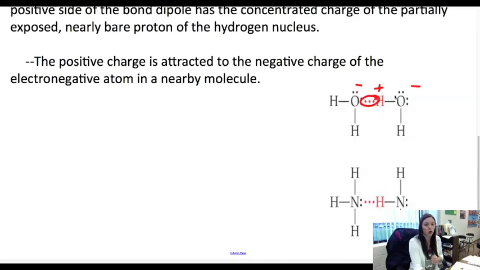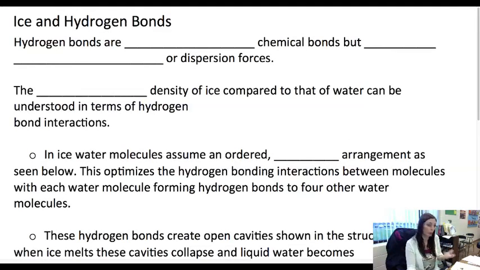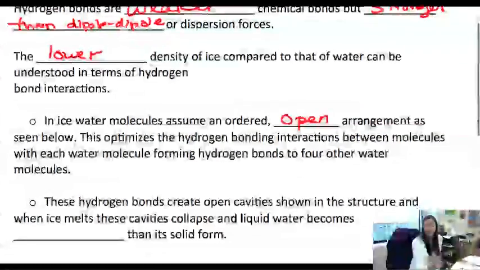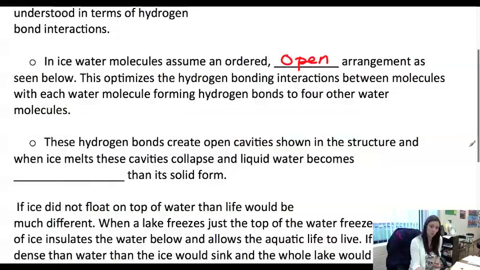Okay, which makes them stronger than any other type of intermolecular force, which is why some people want to call them their own bond. Okay, hydrogen bonds are weaker than chemical bonds for the most part, but they are stronger than dipole-dipole or dispersion. And the lower density of ice compared to that of water can be understood in terms of hydrogen bond attractions. Okay, in ice, water molecules assume an ordered but open arrangement as seen below. This optimizes the hydrogen bonding interactions between molecules, with each water molecule forming hydrogen bonds to 4 other water molecules.